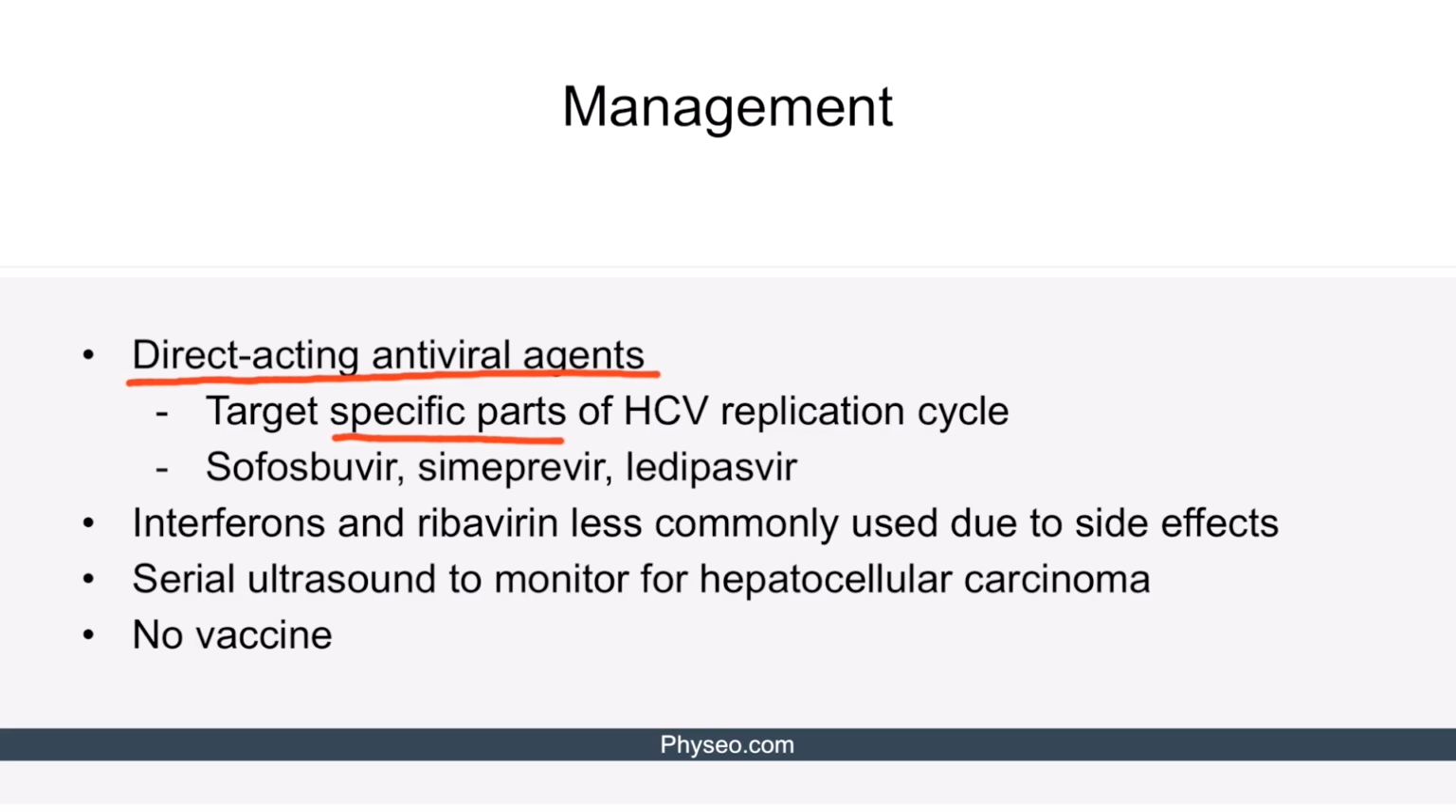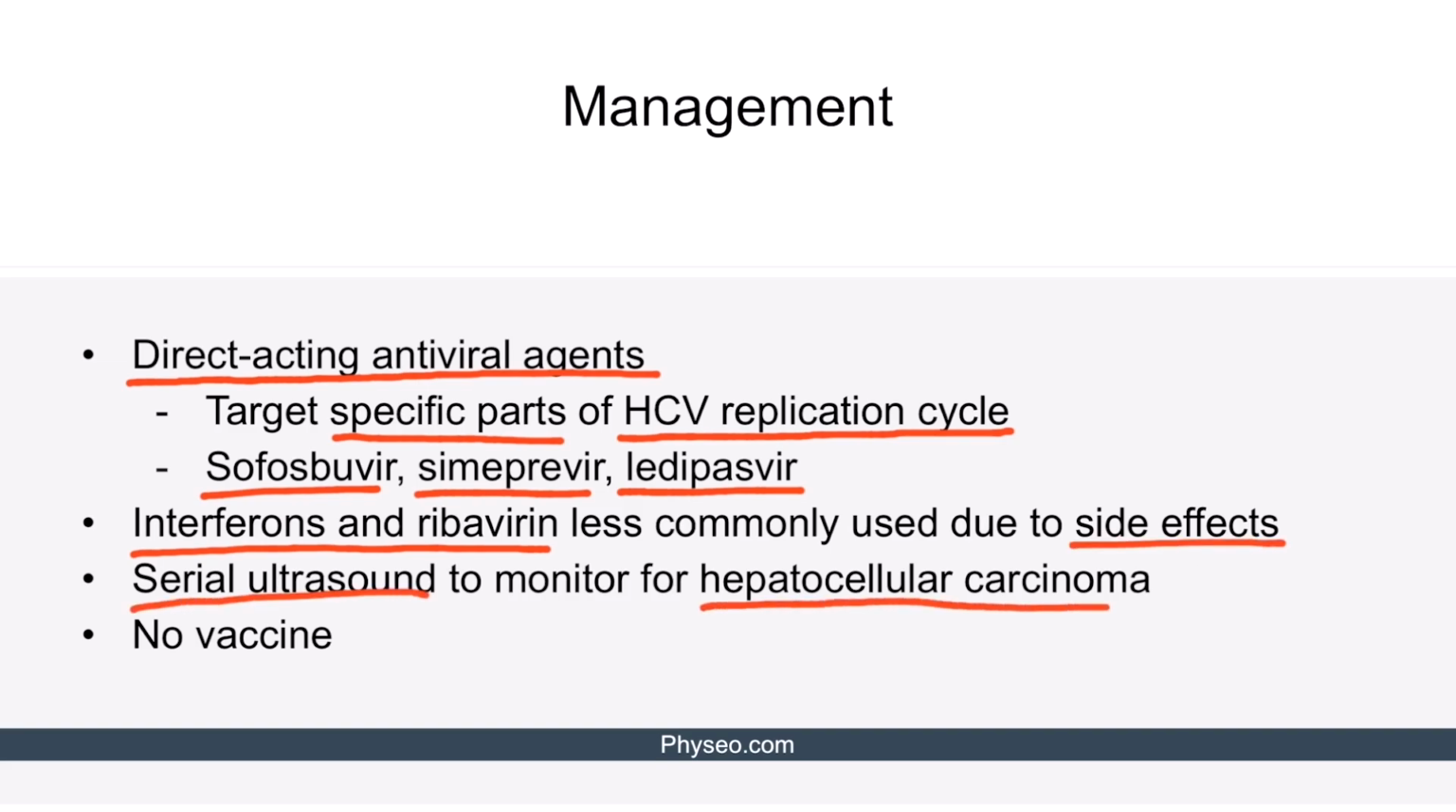These target specific parts of the HCV replication cycle, such as RNA replication and protein assembly. Examples include sofosbuvir, simeprevir, and ledipasvir. Interferons and ribavirin are less commonly used now due to side effects. Serial ultrasounds of the abdomen are recommended to monitor for hepatocellular carcinoma.